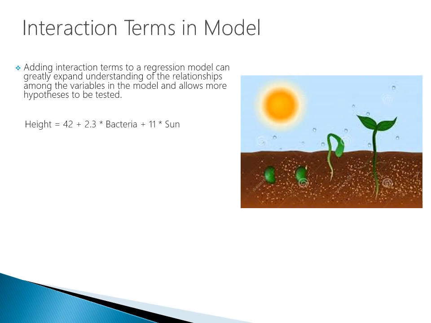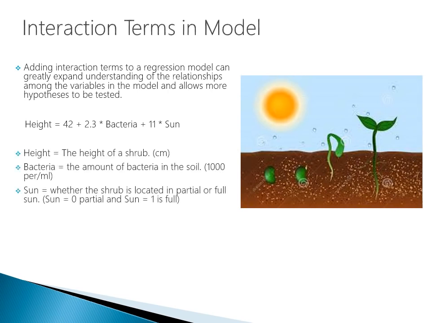Take the following example. I have an equation where I'm trying to understand height from bacteria and sun. In this case, the height is the height of a shrub in centimeters. I have bacteria, which is the amount of bacteria in the soil, which is 1,000 per milliliter. And I have a variable for sun, which is a dichotomous variable. Sun is equal to 0 for partial sun, and sun is equal to 1 for full sun. And an interaction term is essentially looking at our independent variables against each other in the context of our regression model.